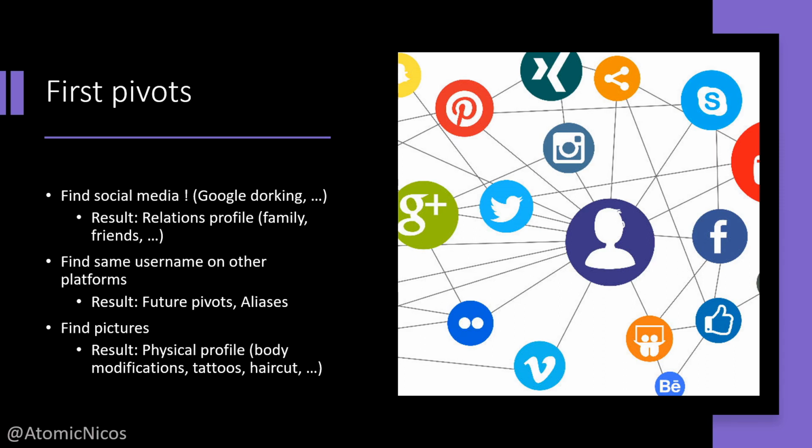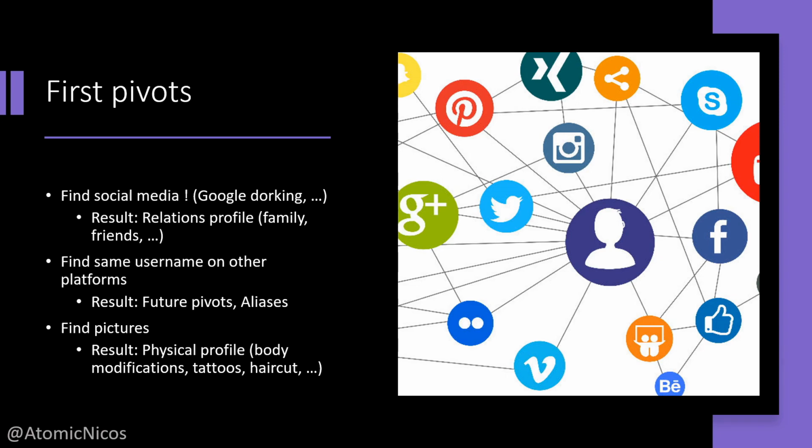And then you can find pictures, for example, building a physical profile. So if the person has body modifications, so this would be, of course, piercings, studs, things. Also tattoos. What their haircut is. Hair color is also an idea, for example, which you would then use on other images to find whether or not it was them at that time.